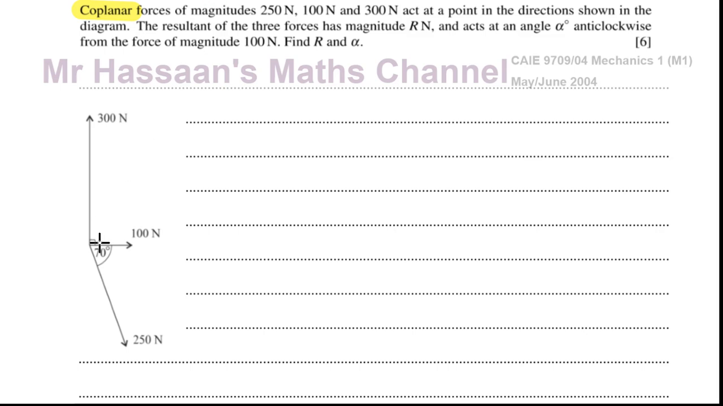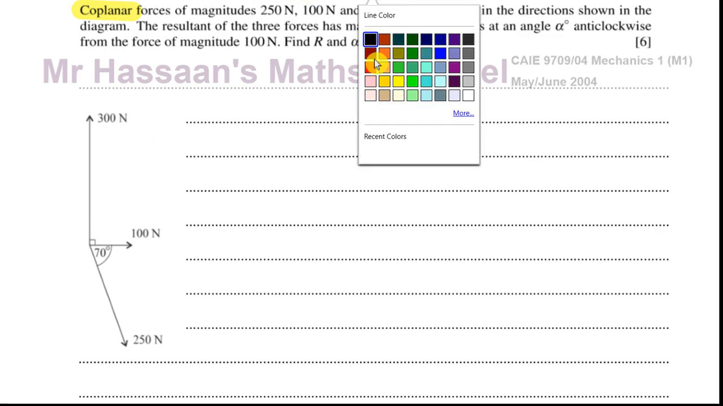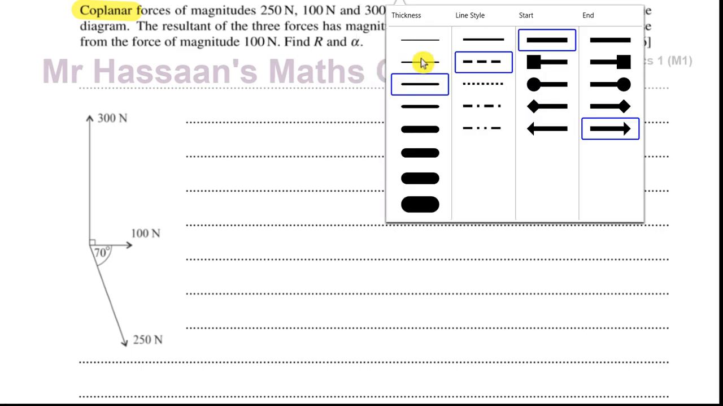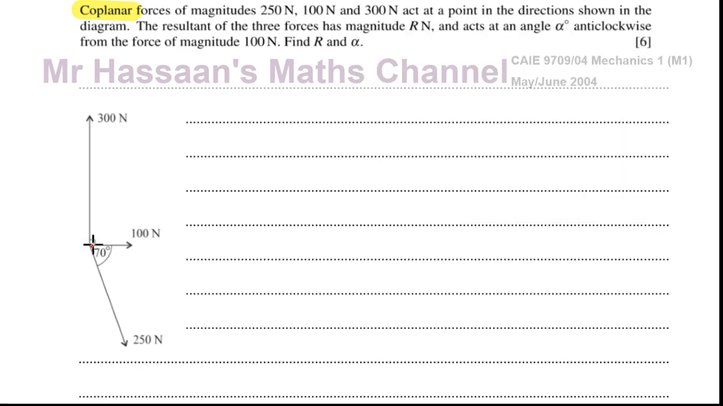Okay, so I'm going to just draw this diagram down here again because I don't want to get a headache, scrolling up and down all the time. Basically I'm just going to draw this same diagram over here. This is the resultant force acting at an angle of alpha anti-clockwise from the 100 Newton force. This is alpha. This is the resultant force.